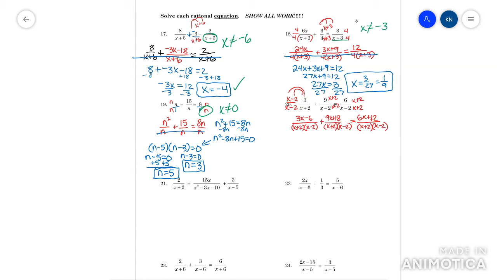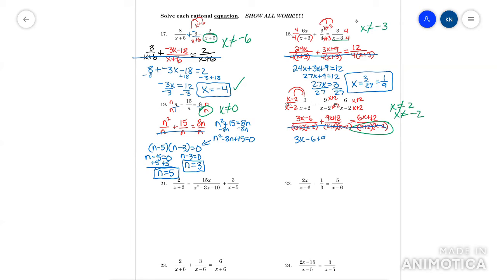And now you can kind of ignore the denominator. I would also be thinking about my restricted values. X could not be 2 and X cannot be negative 2. So if we get any of those answers, it needs to be tossed. But basically you could ignore the denominator and just go solve the numerator.